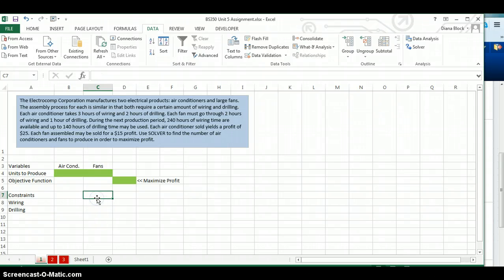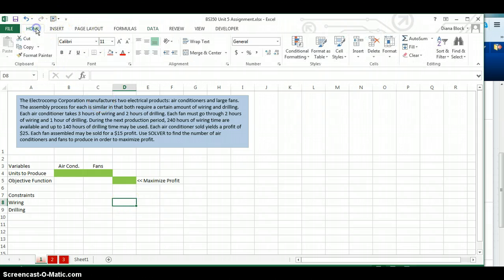Then you move over to the fans. The paragraph tells you how much wiring time a fan requires, how much drilling time a fan requires. So you'll have that information here as far as how many hours it takes for each product to complete each of these tasks. So then here you're going to sum your total wiring time, sum your total drilling time. And the paragraph tells you the total amount of wiring and drilling time that's available. So what you're going to tell Solver is that this number, and I'm just going to highlight it, this total wiring time has to be less than the number given up here for the maximum wiring time.